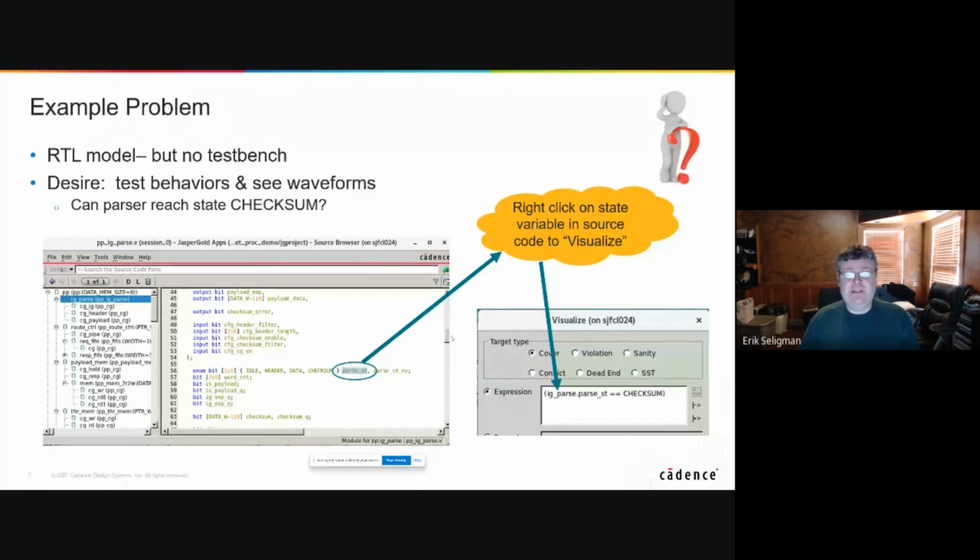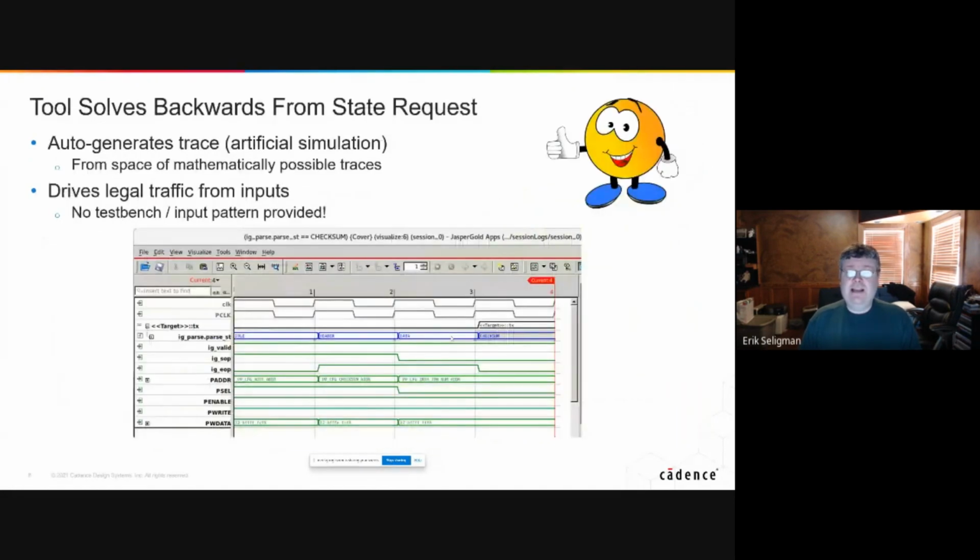It comes out with a waveform that it has automatically generated. I didn't have to tell it the inputs to any of these signals cycle by cycle. All I did was tell it what the clocks and resets are for the model, and it figured out a way to get into that checksum state. In this case, it requires this series of values that you see in this waveform, and this set of values will get you into that state.